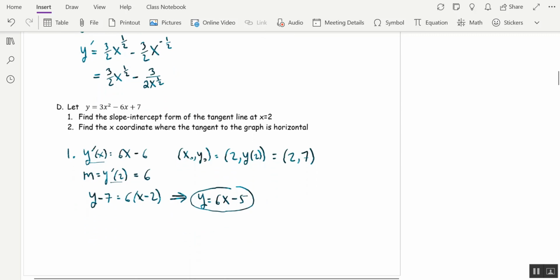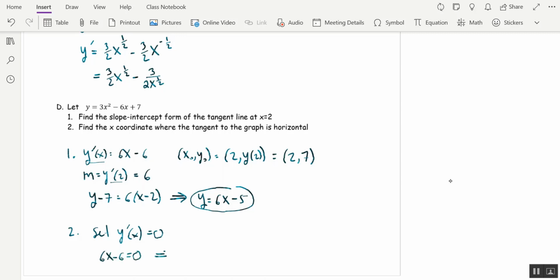Okay, part 2, find the x-coordinate where the tangent is horizontal. All right, so horizontal tangents have slope 0, so we want to set y prime of x equal to 0 and solve for x. So y prime is 6x minus 6. We set that equal to 0. This implies x is 1.